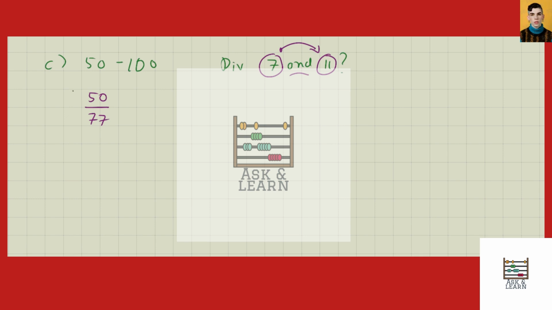So 50 divided by 77, the floor of this is equal to 0. And here you have 100 divided by 77, and this is equal to 1. Okay, so you can see that between 50 and 100 there is only one number that is divisible by 77, and you can observe clearly that the only one is 77.